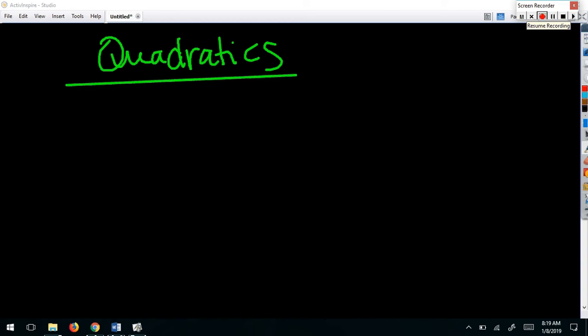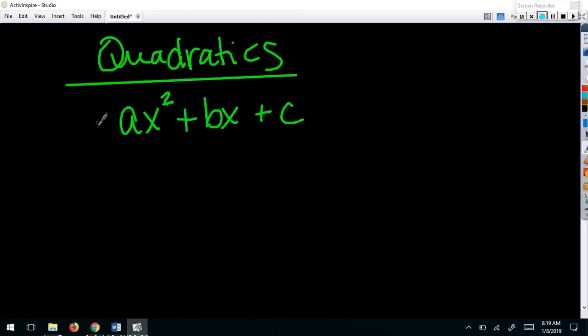All right, so we've heard quadratics. We're not real sure what they are. So a quadratic is an equation that has an exponent of 2 on the x, okay? A, B, and C are coefficients. So you've graphed lines before, right? What's the form you're most familiar with for lines?